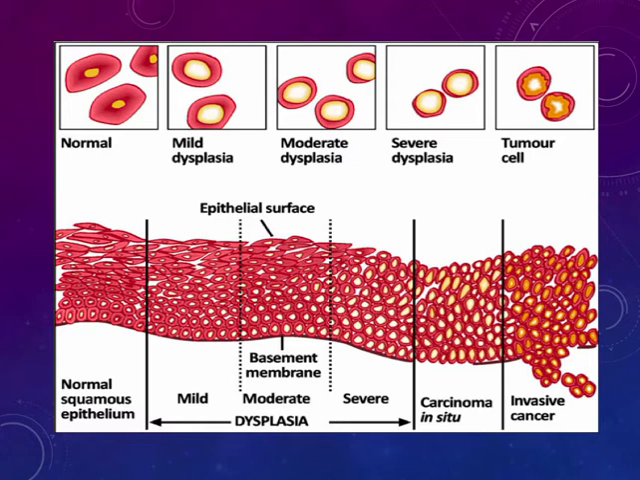But this is just an example of how dysplasia could be very mild or can progress into invasive cancer. Carcinoma in situ basically means that it's past severe and it starts affecting the basement membrane of the epithelial layers. And then obviously it can progress to invasive cancer.